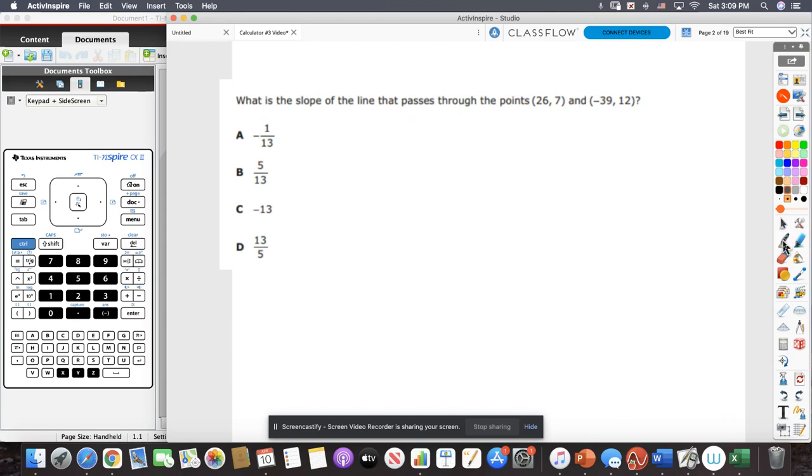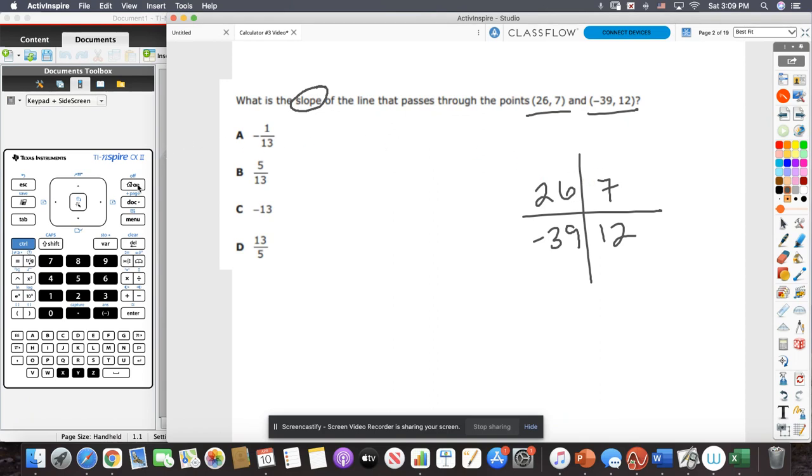So example 1. Pretty basic, says, what is the slope of the line that passes through these 2 points? So it gave you 2 points. So that's like giving you a table. Now, you know from class you could graph these and then do rise over run, or you could put them into the formula, or you can put them into the calculator.